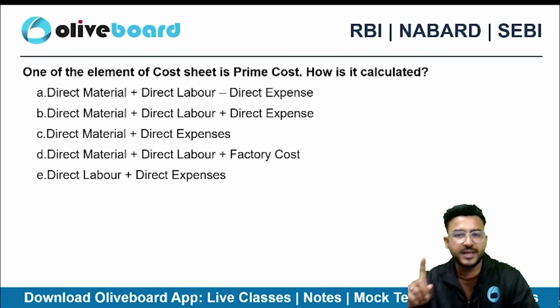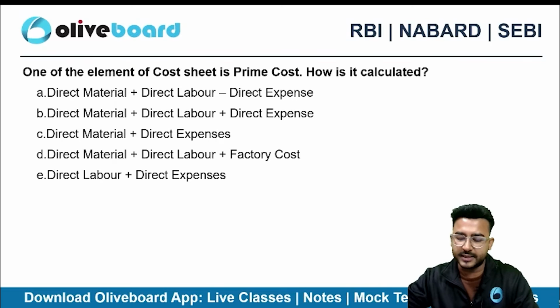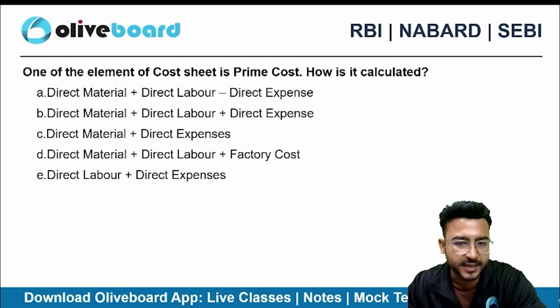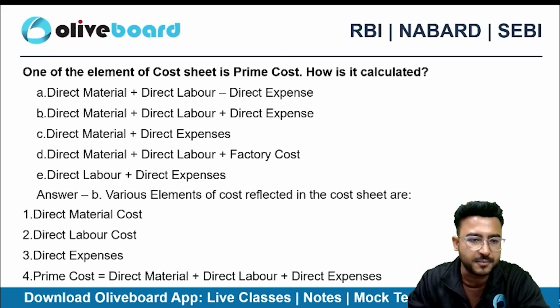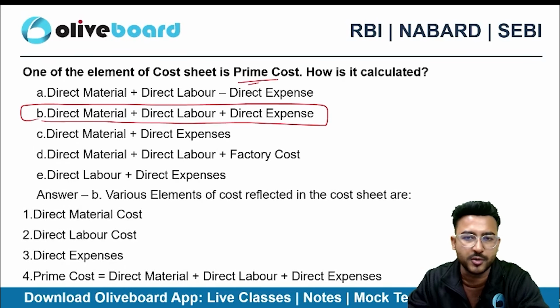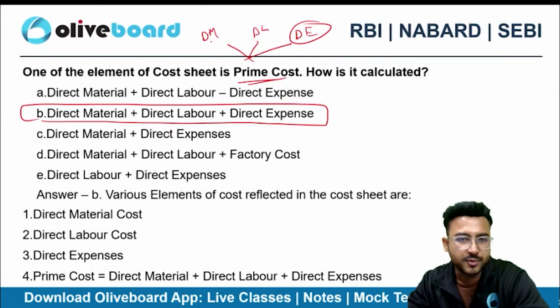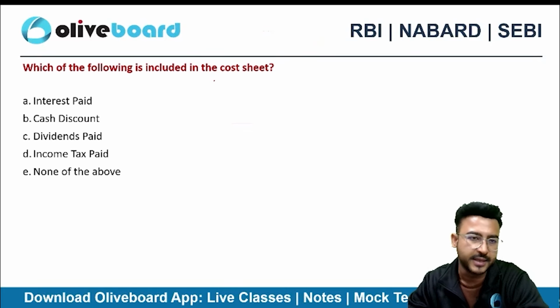Yes, direct material, direct labor, and all the other direct expenses except material and labor. So option B becomes the apt choice here. That's what prime cost is all about. We have to account for all the direct material, all the direct labor, and all the other direct expenses. That's what prime cost is all about, right? Option B is the correct choice.